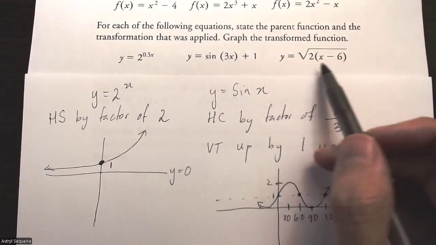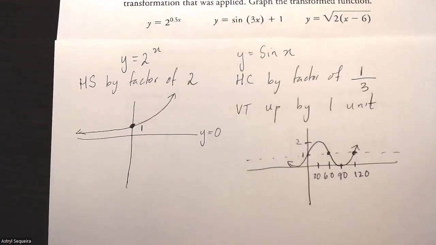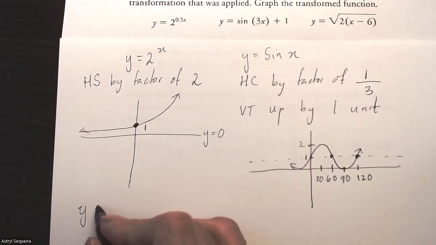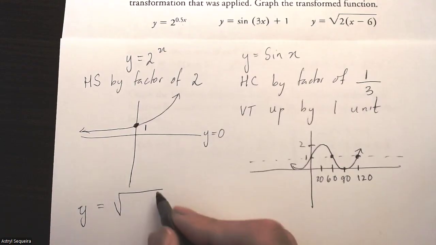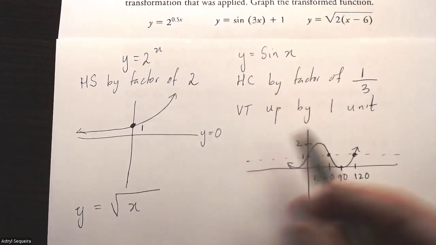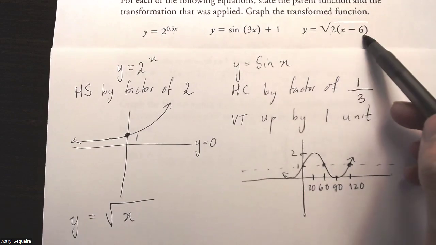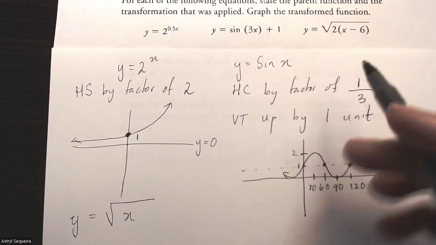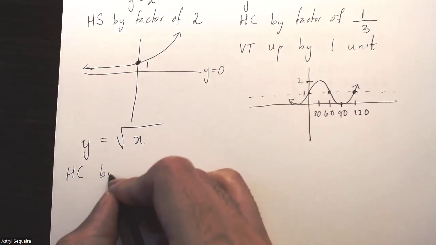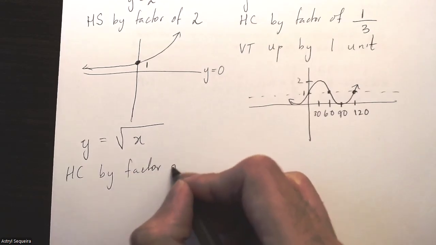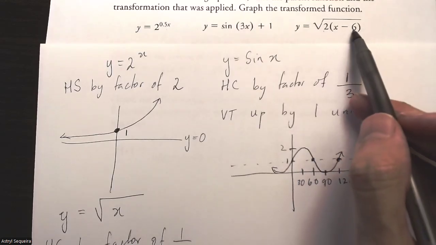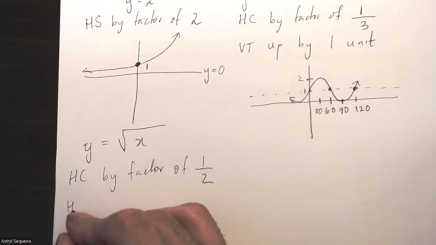And let's take a look at that third one over there. y equals the square root of 2x minus 6. So that is going to give me a parent function of root x. Two transformations, this one k value and d value. So my k value is 2, which means it's a horizontal compression by a factor of 1 over 2. And then that's a horizontal translation 6 units to the right.